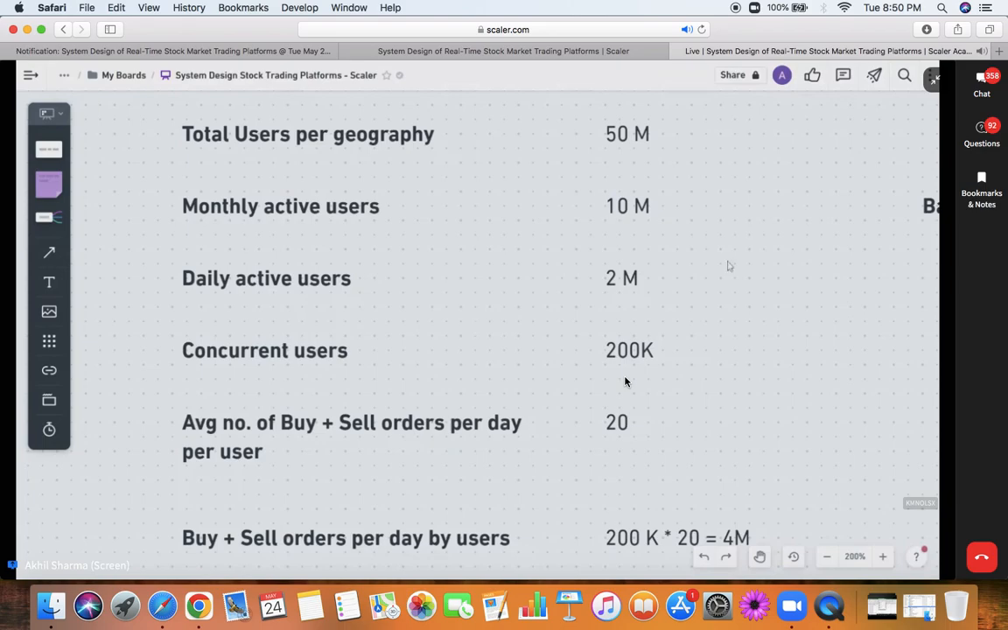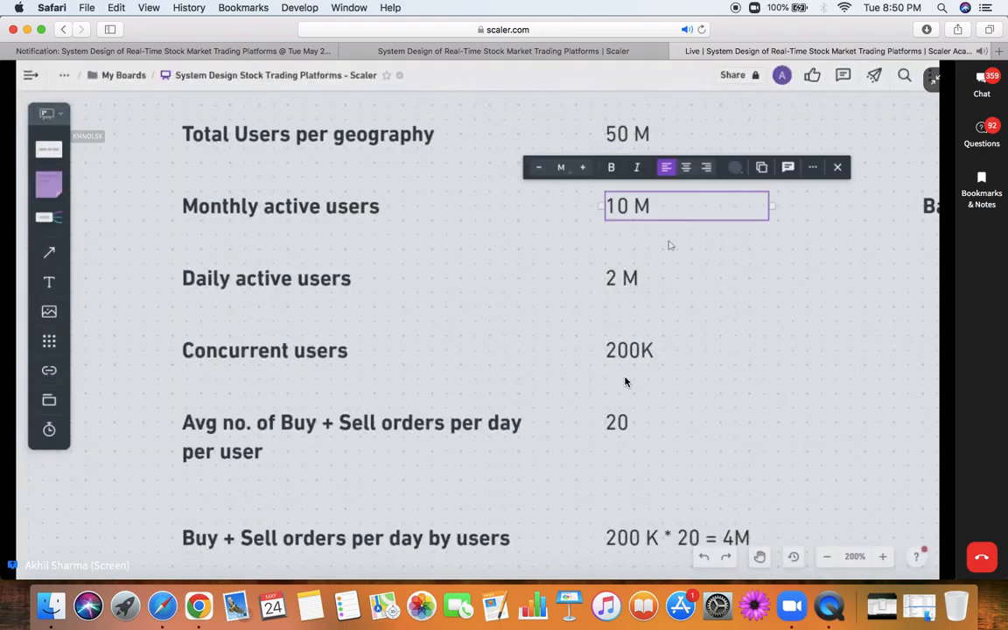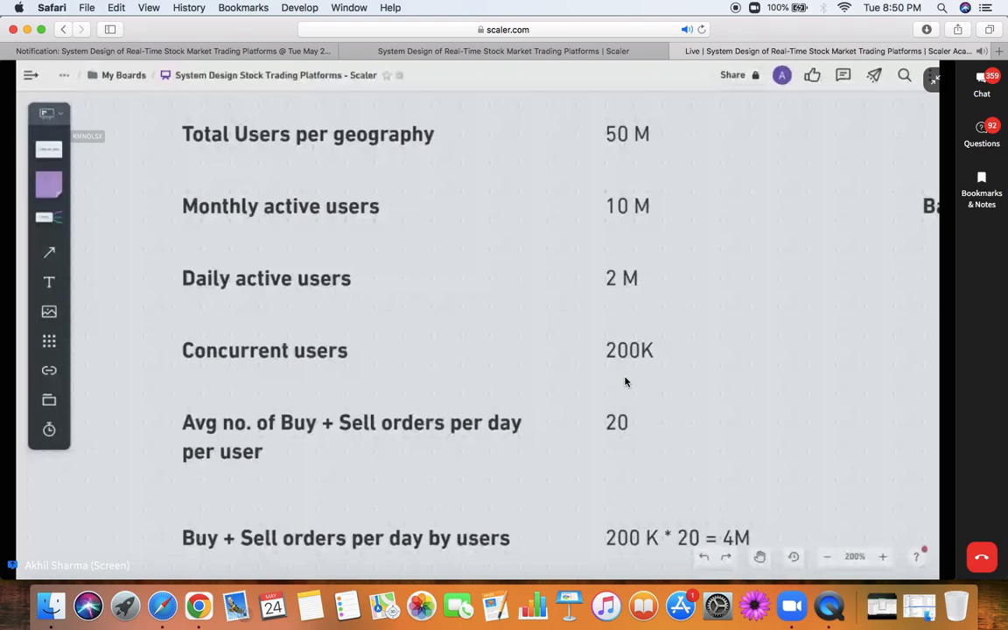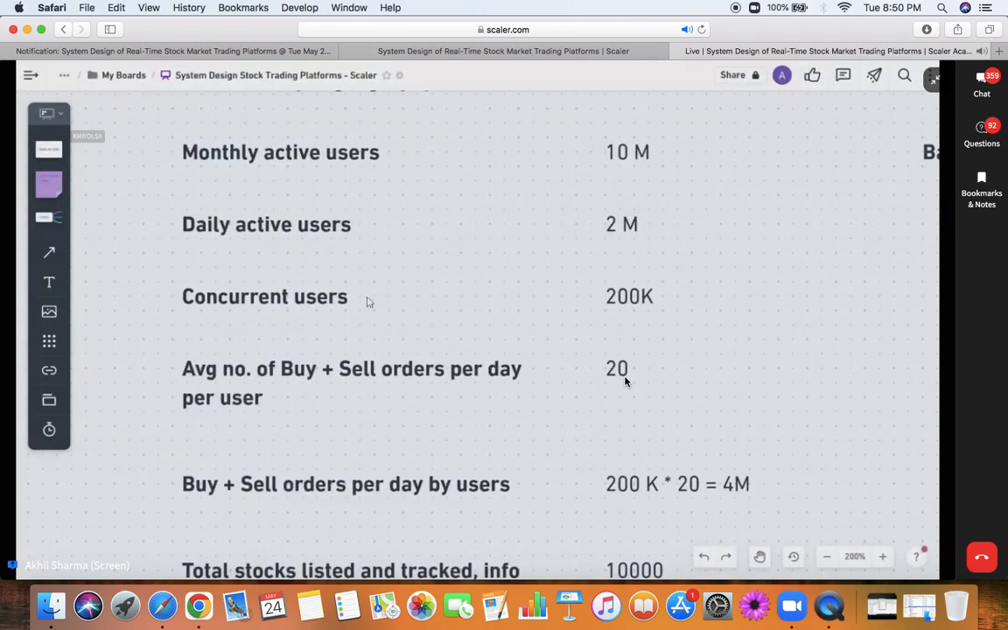For a stock trading platform, these are big numbers. Very few stock trading platforms are able to attract so much traffic, but we are considering the biggest ones like Robinhood, which have this kind of traffic. Okay, and concurrent users at any given point of time, at every second, we'll have 200,000, 2 lakh concurrent users.